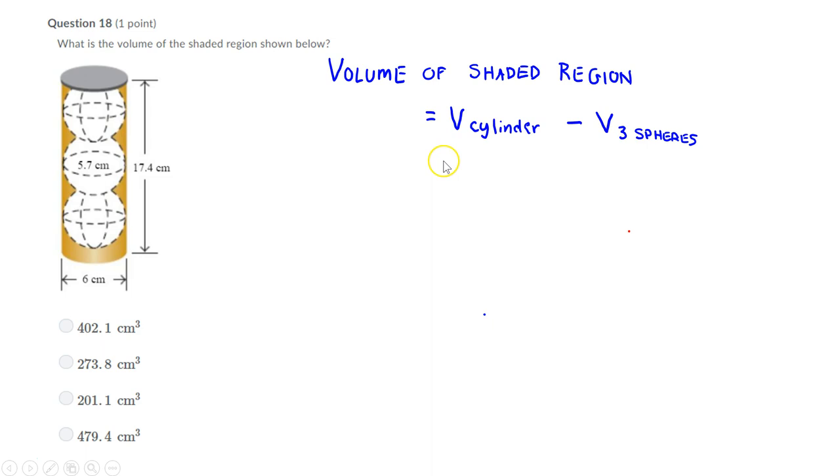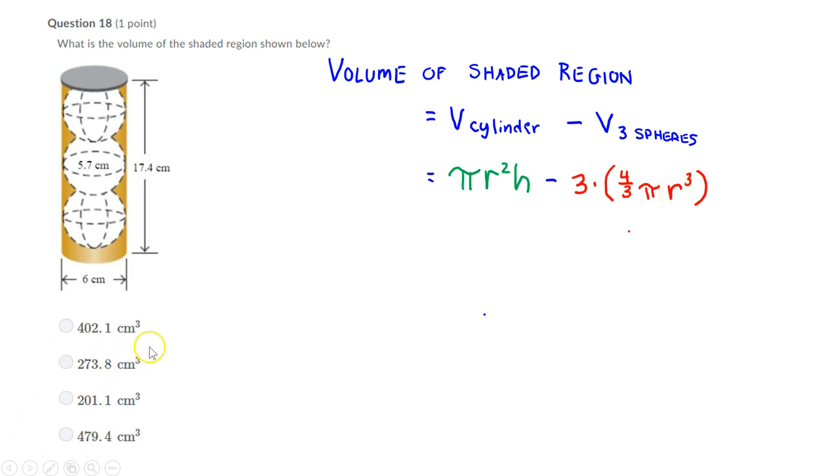structures of that. So the volume of a cylinder is pi times r squared times h, where r is the radius of the cylinder, h is the height of the cylinder. The volume of a sphere is 4/3 pi r cubed. And I'm going to have 3 of them, so I'm going to multiply that by 3, because I can see 3 different spheres in here. And r represents the radius of the sphere.